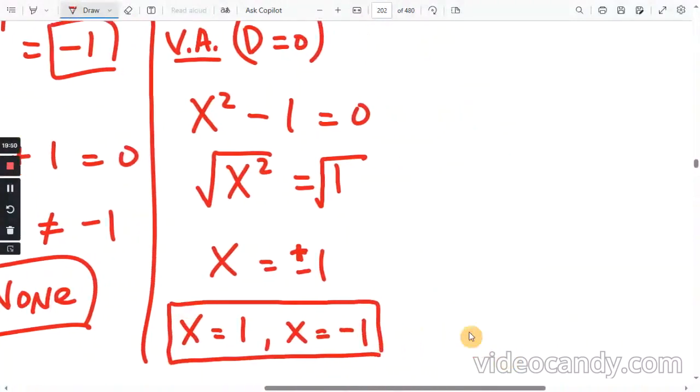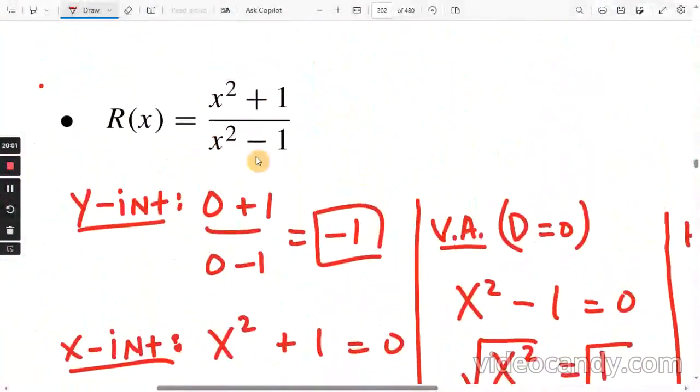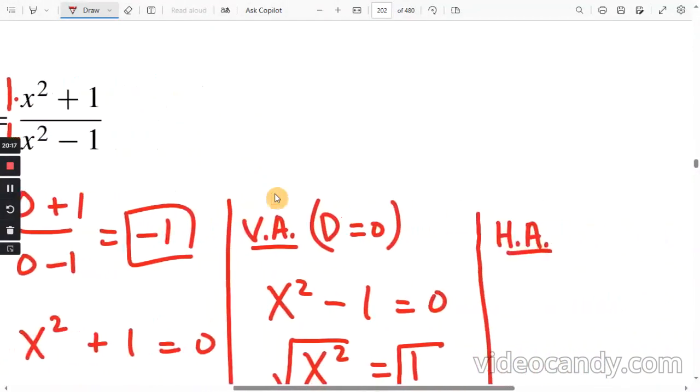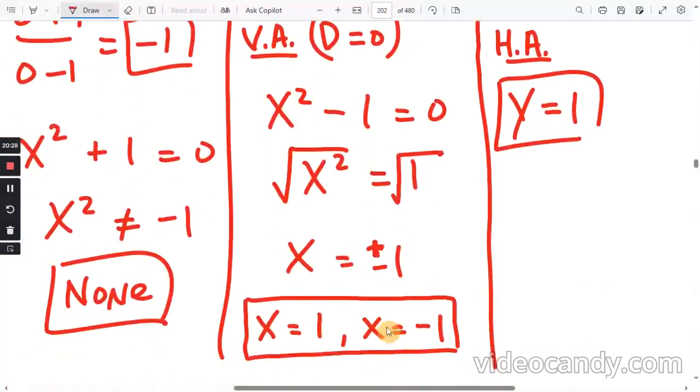All right, and finally, the horizontal asymptote. Let's see what we have here. The degree of the numerator is equal to the degree of the denominator. So we make the fraction. The coefficient here is just 1. The coefficient here is just 1. 1 divided by 1 is just 1. So the horizontal asymptote is y equals 1. Because the vertical asymptote is always x equals.